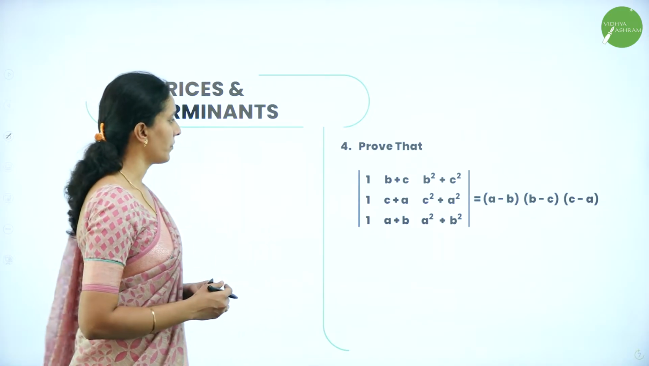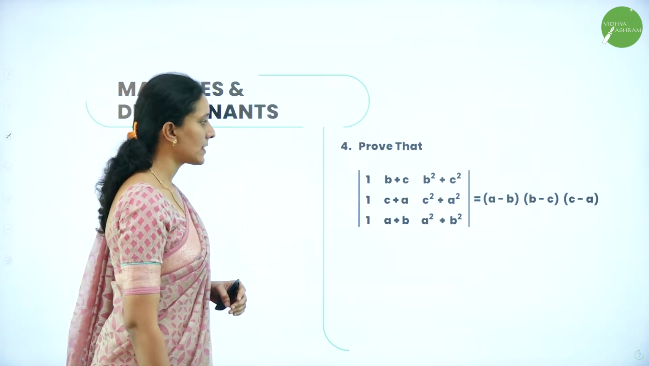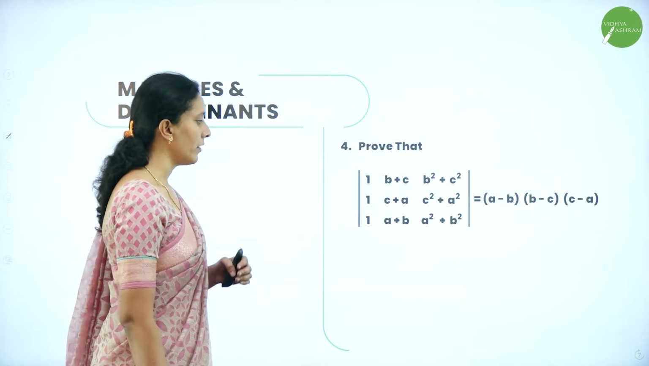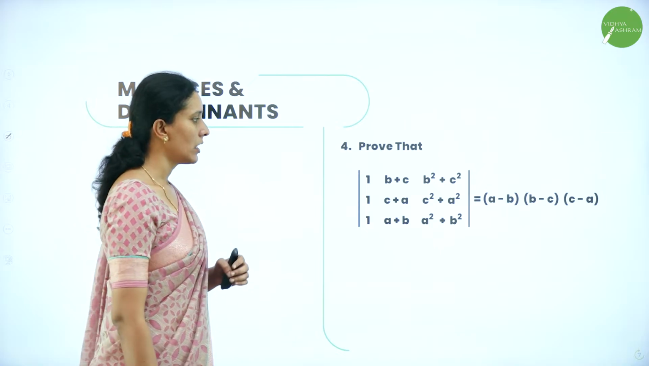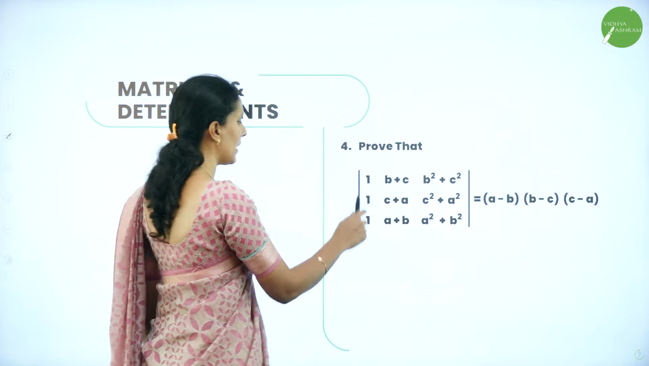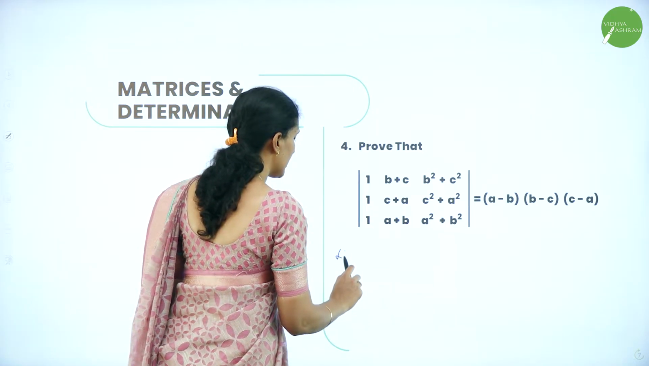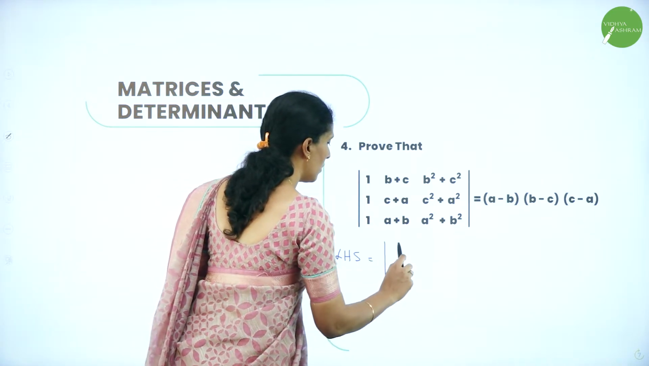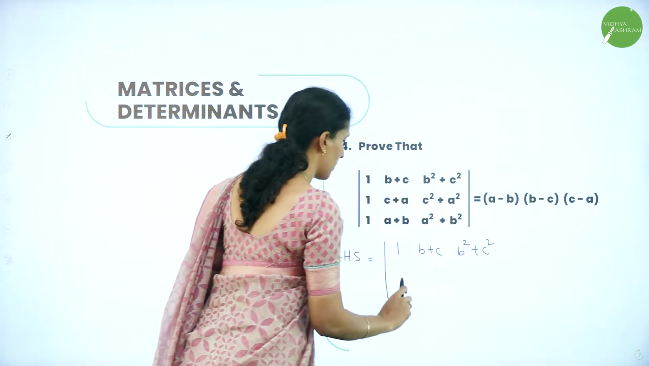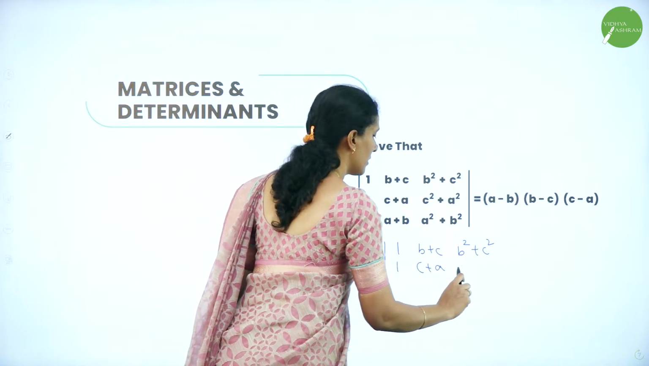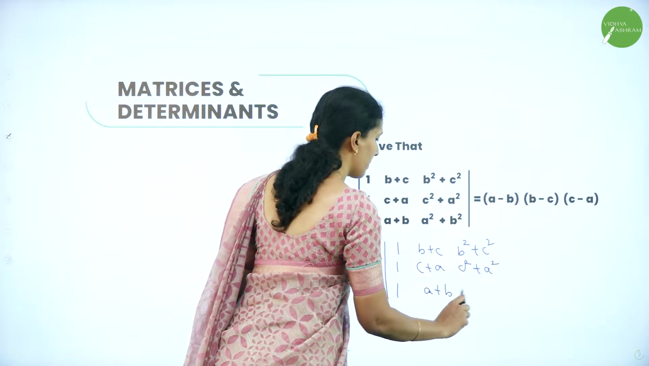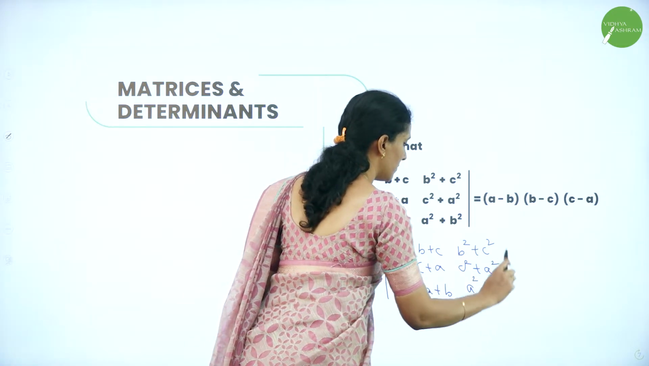So next question, we have to prove that the determinant with rows 1, B plus C, B square plus C square; 1, C plus A, C square plus A square; 1, A plus B, A square plus B square is equal to A minus B, B minus C, C minus A. So let me consider the left hand side, that is what we have here: 1, B plus C, B square plus C square; 1, C plus A, C square plus A square; next one, 1, A plus B, A square plus B square.